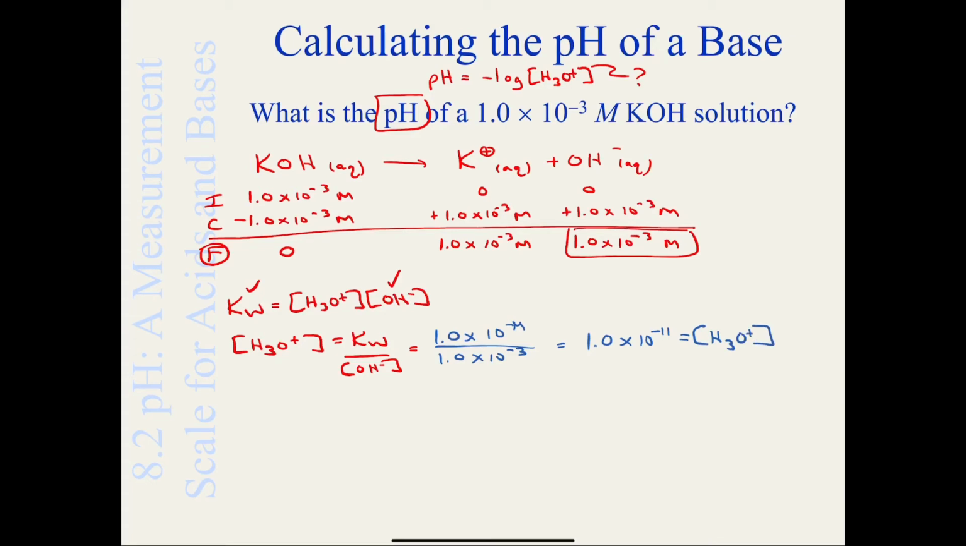Now I'm all set up to plug this concentration value into my pH formula. pH is going to be equal to minus the log of 1.0 times 10 to the minus 11. Notice again that in my concentration I have two significant figures. Therefore, when I report my pH, it's going to be 11.00 because I will report two decimal places.